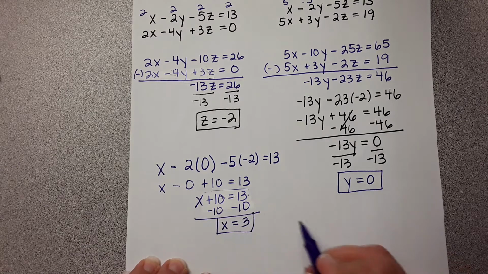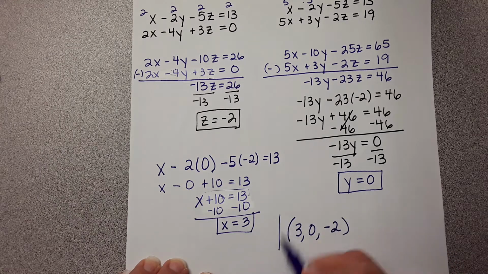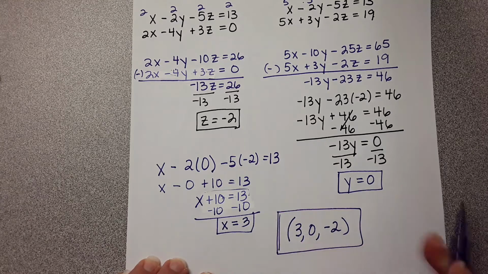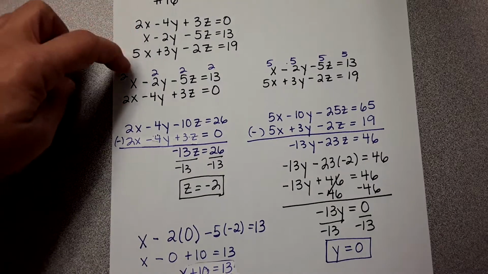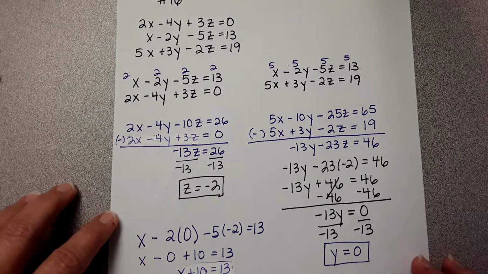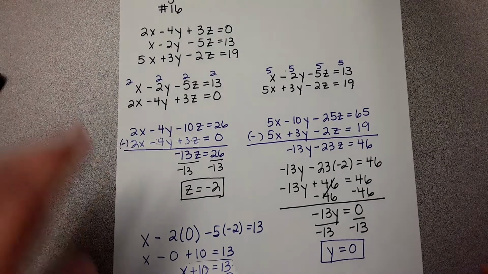When you go to write this as an ordered pair, x always goes first, then y, then z. Make sure you check it within the other equations, okay? So you always want to make sure you take them and plug them back into both of those equations to make sure it's true. Again, this is problem 16 on page 35.